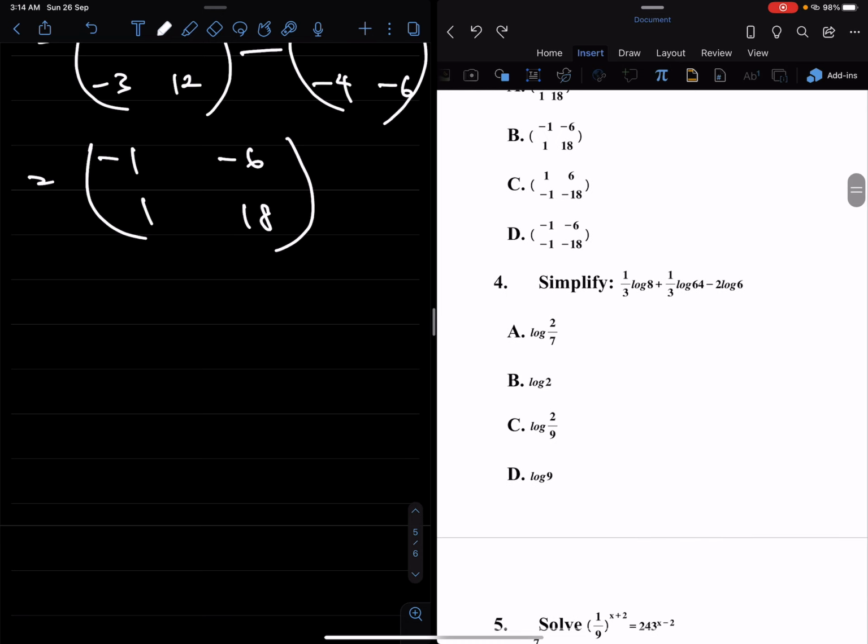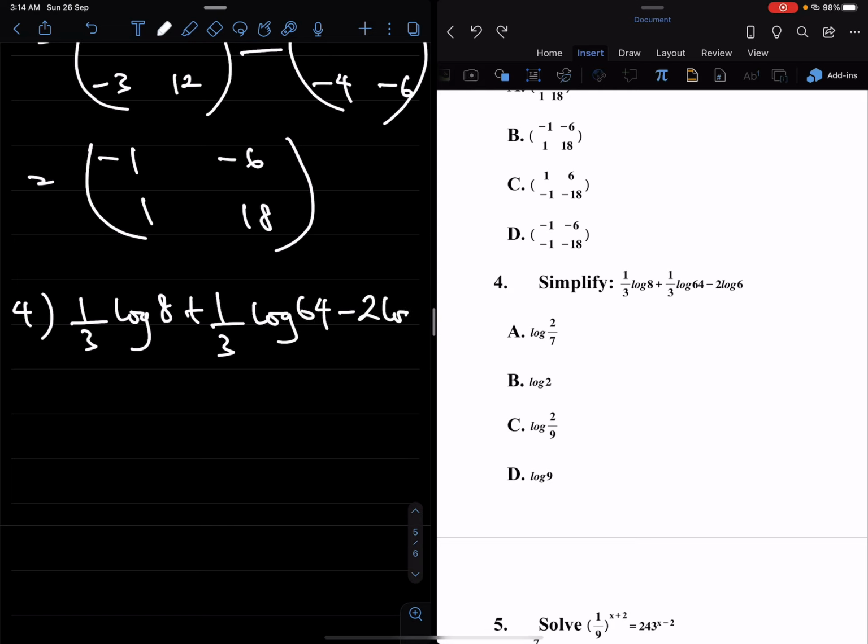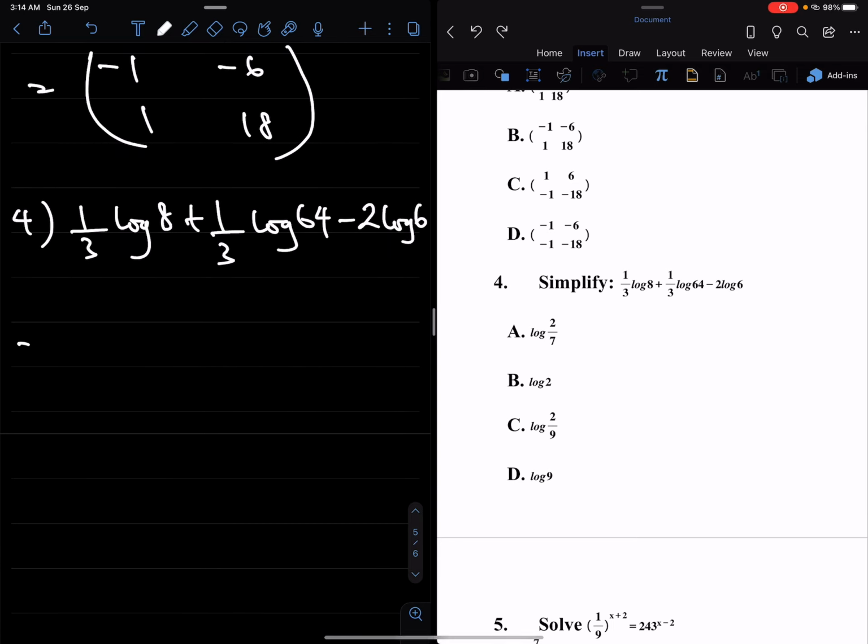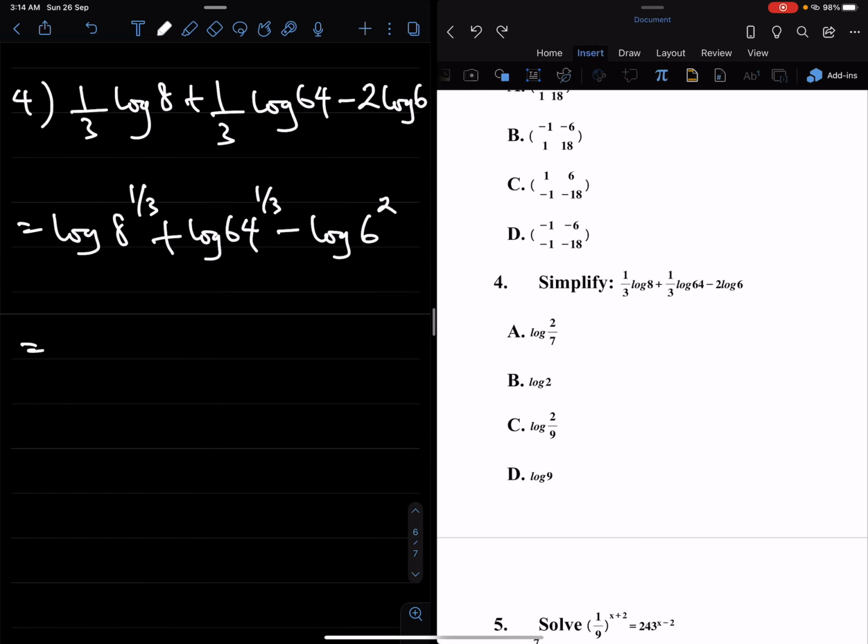Now to the next, that's number 4. Simplify 1 over 3 log 8 plus 1 over 3 log 64 minus 2 log 6. That's equal to log 8 raised to the power 1 over 3 plus log 64 raised to the power 1 over 3 minus log 6 raised to the power 2. Which means 8 raised to the power 1 over 3 is the same as the cube root of 8, and that's 2, plus 64 raised to the power 1 over 3 is also the cube root of 64, which is 4. So that means log 4 minus log 36.